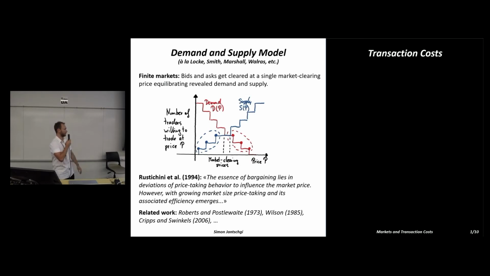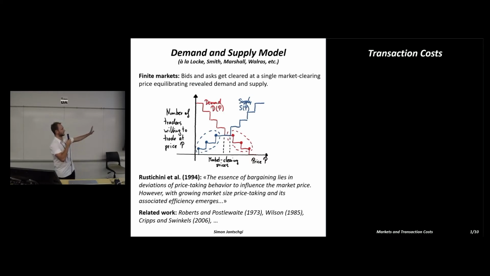So again, a lot of work. Just one quote from a famous paper by Rustichini is that they really characterize this as the essence of bargaining, so deviations from truthfulness in order to influence the market price. But why do we still find double auctions in practice? Well, there are these famous results that with a growing market size, this actually goes away, because in a very large market, a single trader cannot influence demand and supply anymore, so truthfulness and associated efficiency emerges.